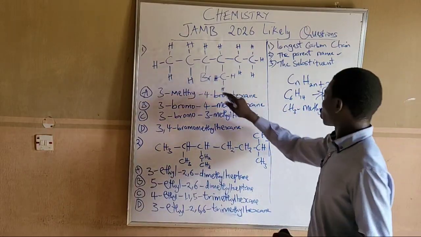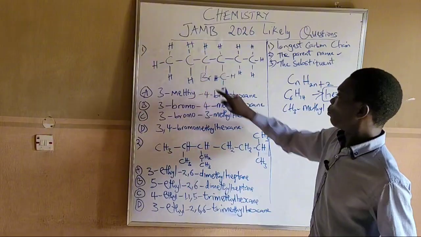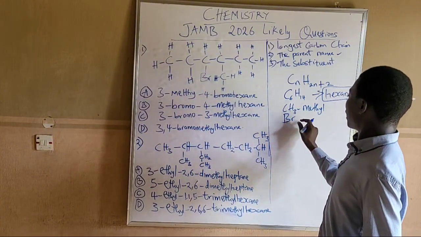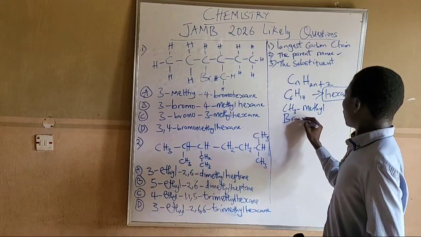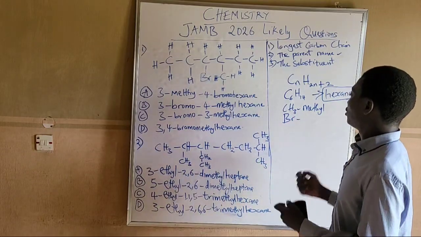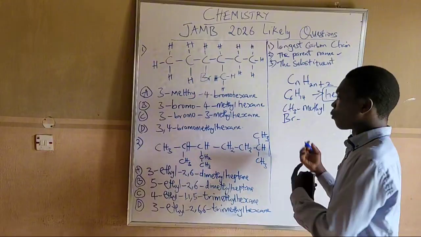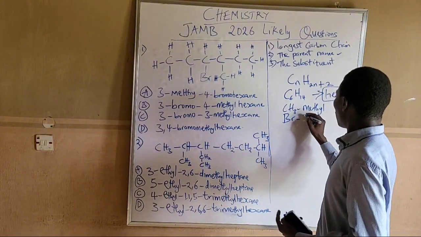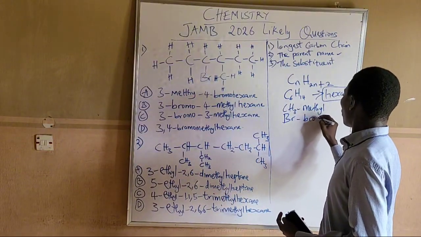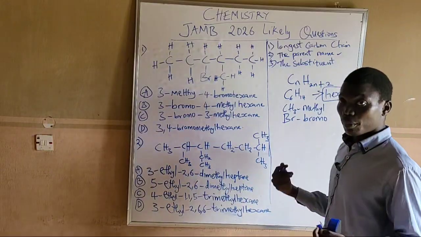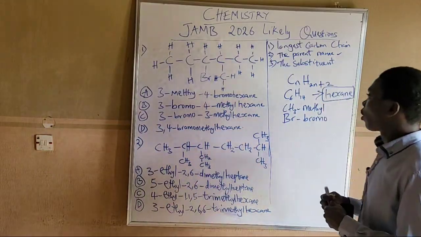Another substituent we have is bromine. Br is the symbol of bromine. So when you want to name it in a compound like this, you don't call it bromine, you call it bromo. Take note. So I can call it bromo, or bromine. It signifies bromine. Take note of that. All right.